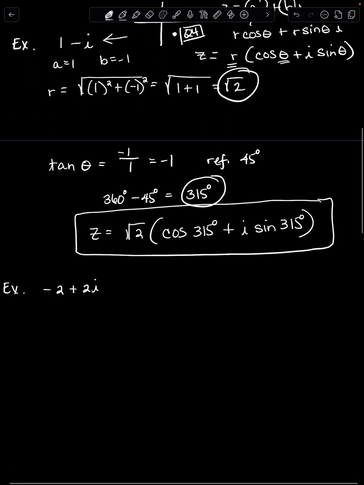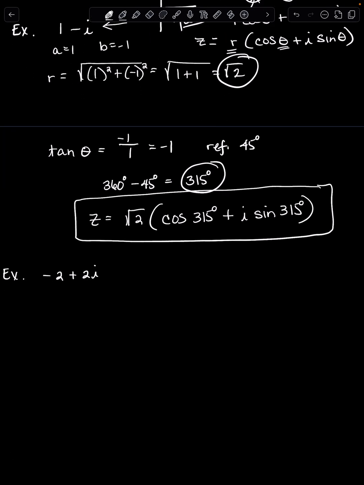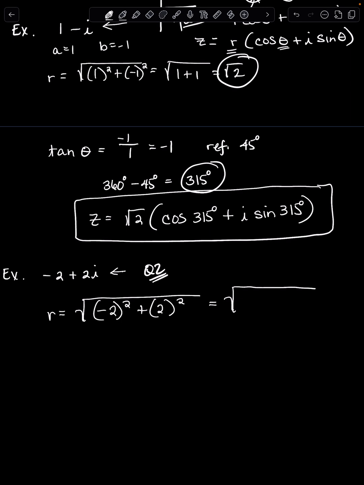I've got to find r and I've got to find theta. Let's talk about what quadrant this is in first. I'm going to the left and then up, so I'm in quadrant 2. Important, it determines where theta is. To find my r value, that's the modulus, that's the square root of negative 2 squared plus 2 squared, which is the square root of 4 plus 4, or the square root of 8.